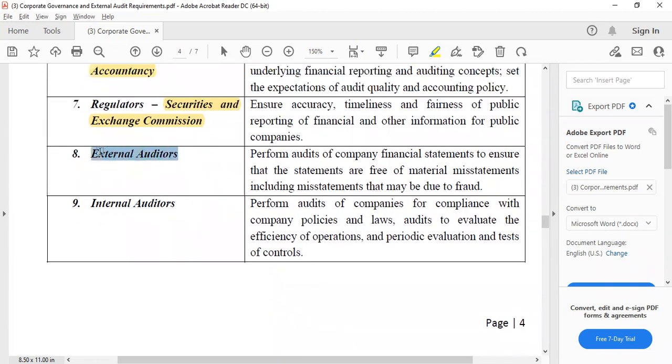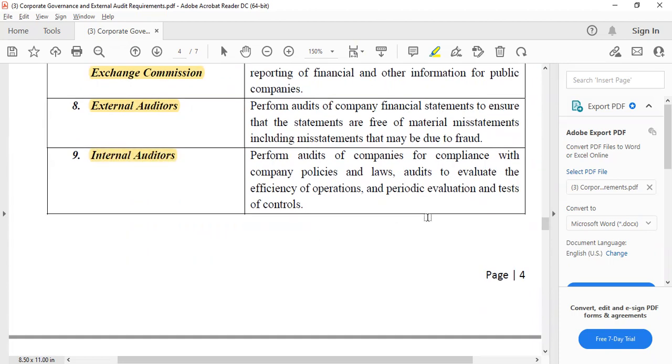And then another party involved are our external auditors. They perform audits of companies' financial statements to ensure that the statements are free from material misstatements, including misstatements that may be due to fraud. And then lastly, we have the internal auditors. They perform audits of companies for compliance with company policies and laws, audits to evaluate efficiency of operations, and periodic evaluation and tests of controls.